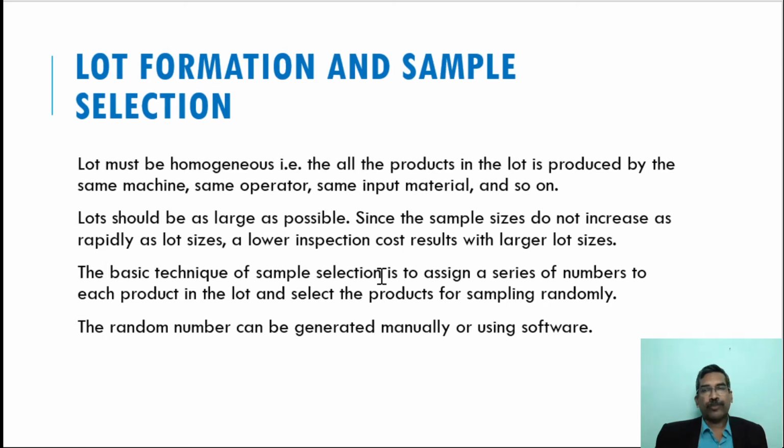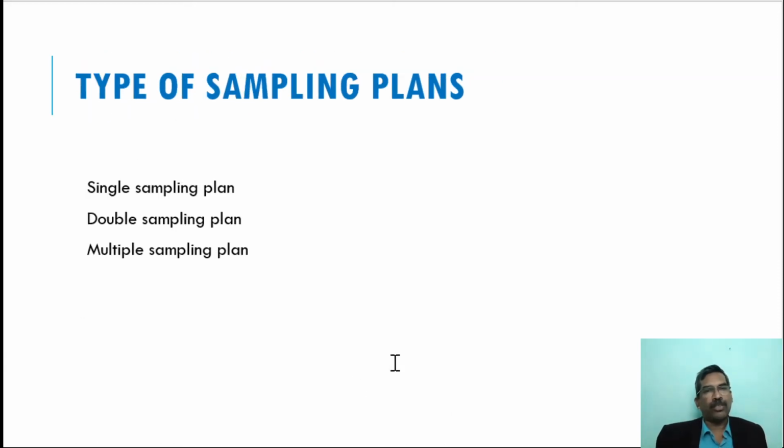The second thing is sample selection: how to make the sample. We can generate random numbers. Suppose there are 5,000 products in the lot, and we provide numbering from 1 to 5,000 to all the different products. We can generate random numbers manually or using computer programming. 100 random numbers can be generated between 1 and 5,000, and we can take those products for testing, and on the basis of that we can decide whether the lot should be accepted or rejected. So this is the method of lot formation and sample selection.